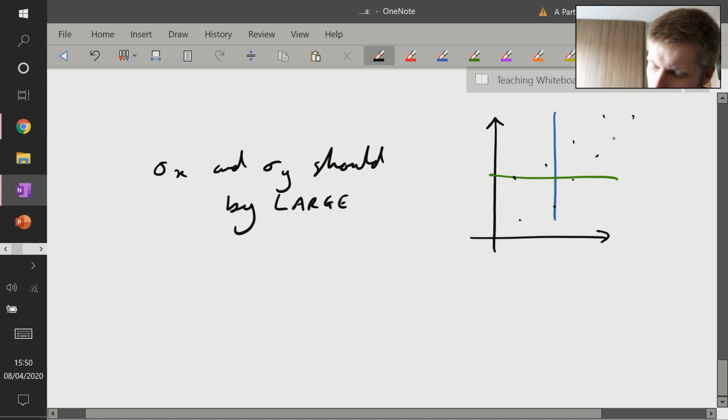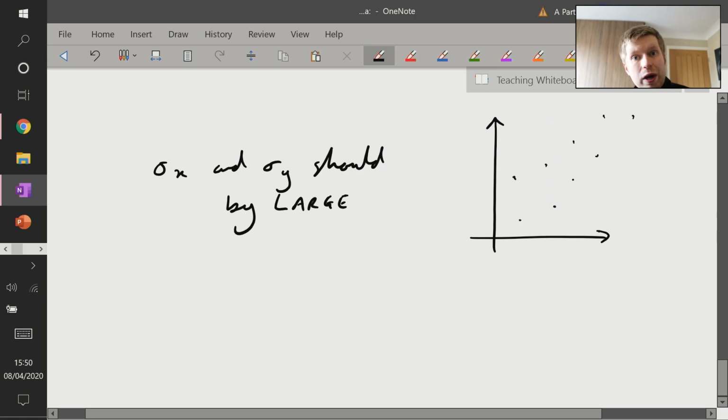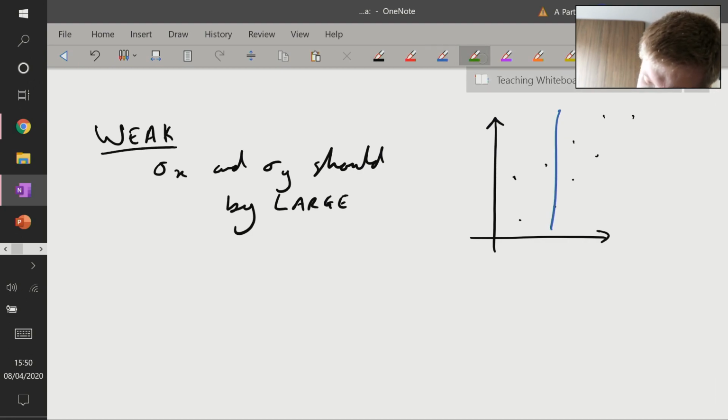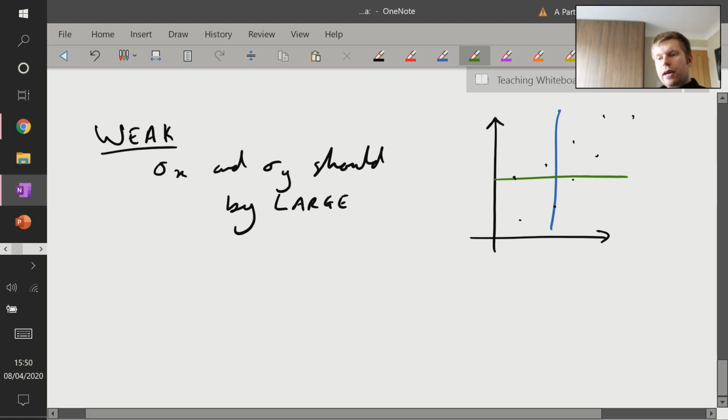So what type of correlation would this be? How would you describe this? Well, this correlation would be quite weak correlation, right? So I'm saying for weak correlation, both the sigma X, the standard deviation in my math score, and the standard deviation in my stat score, sigma Y, should be quite large. Both of those values should be quite large.